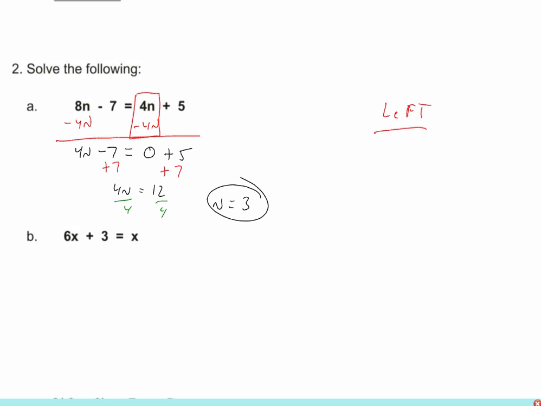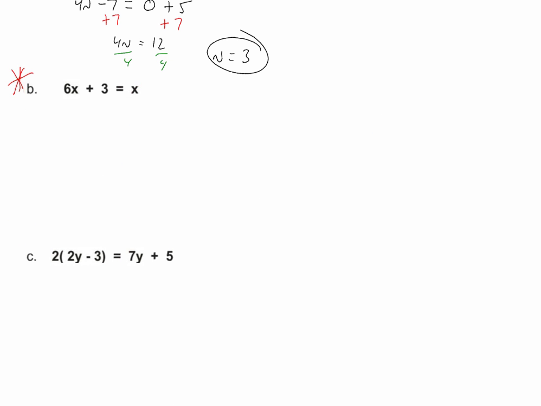6x plus 3 equals x. For some reason, students miss this. I would put a red asterisk on this one. I'm going to box it in later with my smiley faces. Because for some reason, students tend to miss this kind of problem.